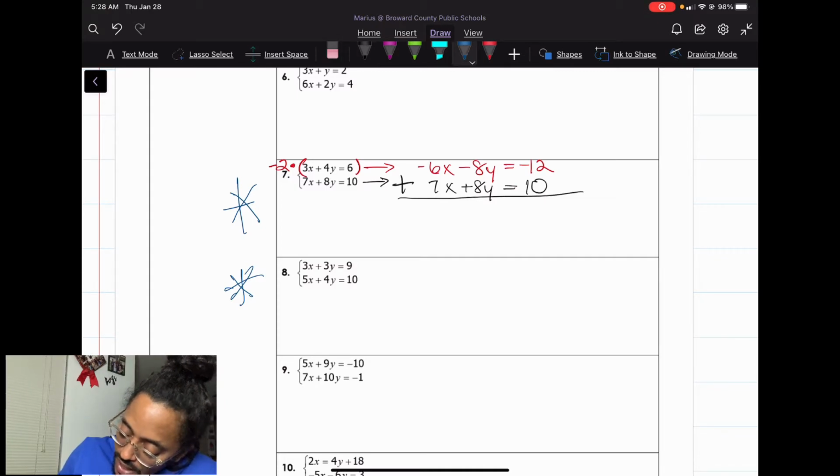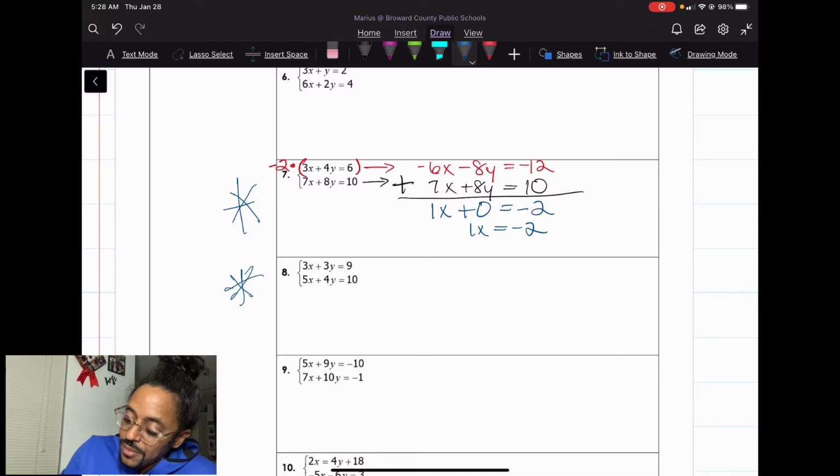So when we do that, negative 6x plus positive 7x is positive 1x. Negative 8y plus positive 8y makes 0, and negative 12 plus positive 10 makes negative 2. So essentially we have 1x equals negative 2. We divide both sides by positive 1. Negative 2 divided by positive 1 is negative 2. So x is equal to negative 2.